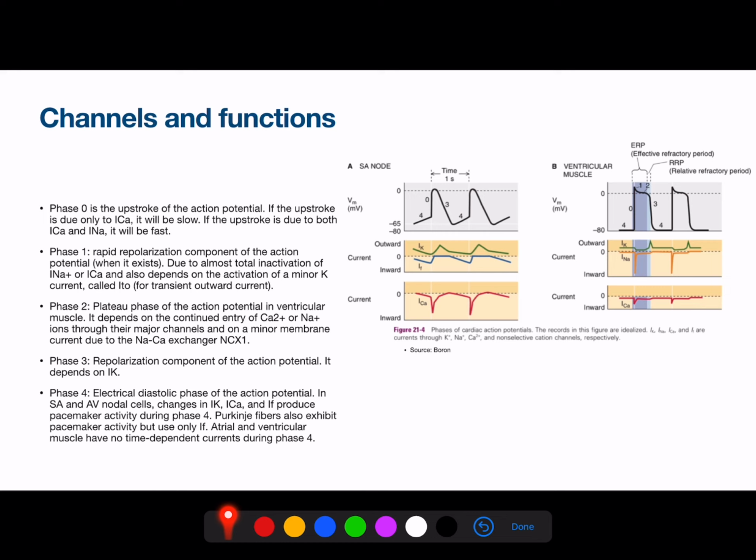In the AV node and SA node, it's a little bit different because there are some hyperpolarization-activated channels. Like I said before, these are the funny channels. I will talk about it in the next slide in more detail. They get activated due to hyperpolarization and produce an inward sodium current, which increases the membrane potential again until the threshold is reached and another action potential is generated.